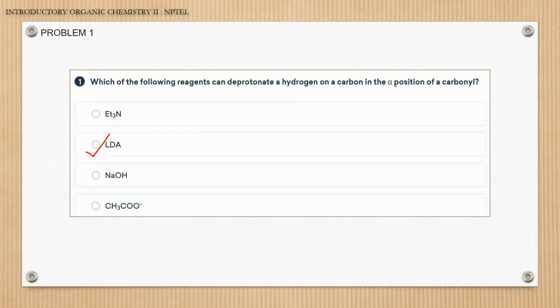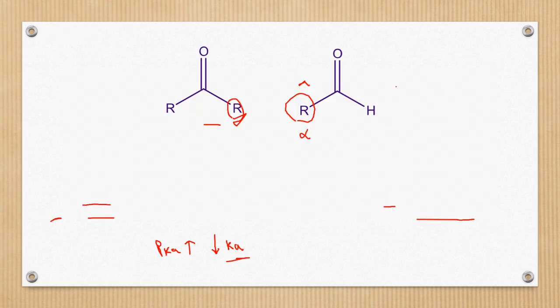Is it clear? Any doubts, any queries? Okay, so if it is clear, then I am moving forward. Problem number 2.